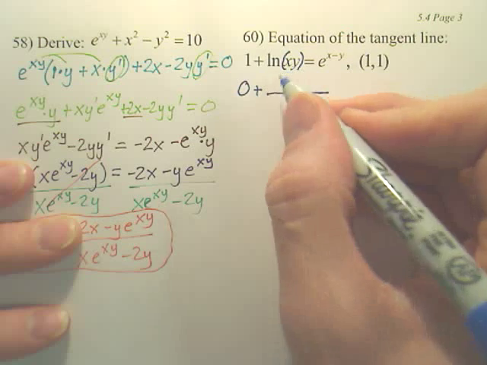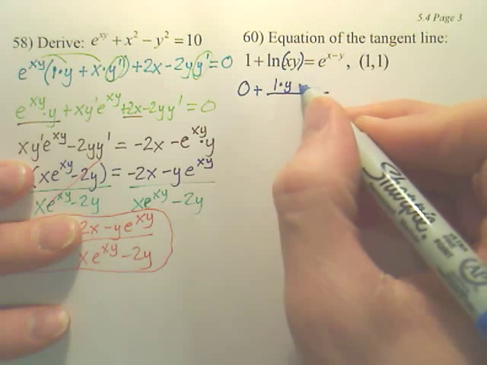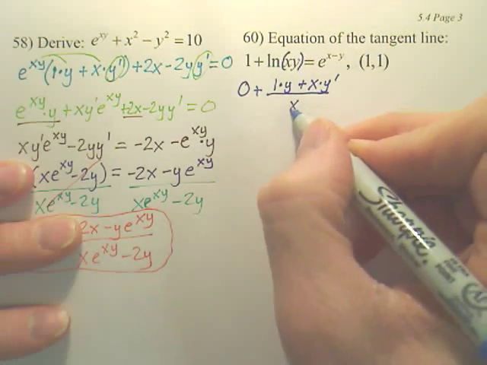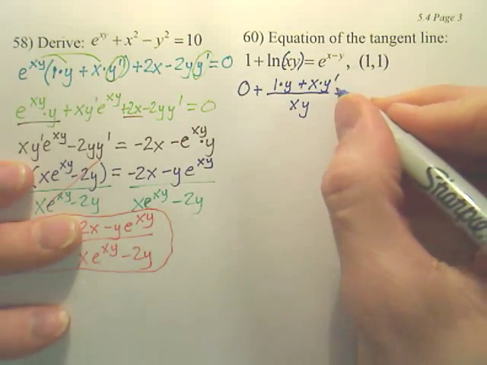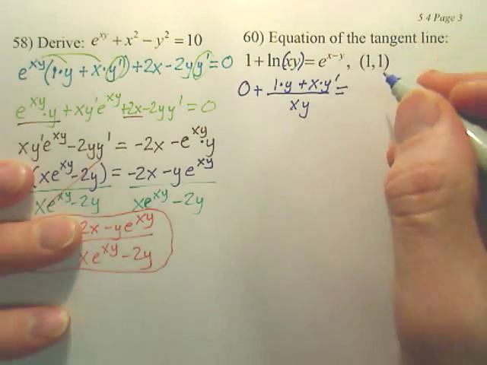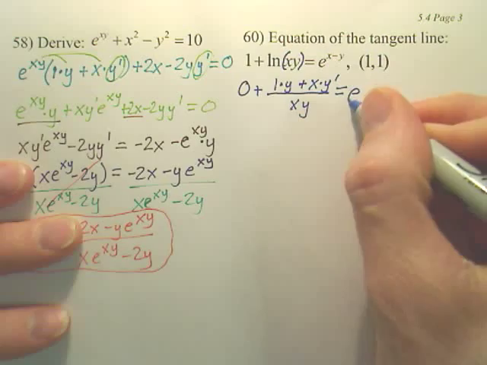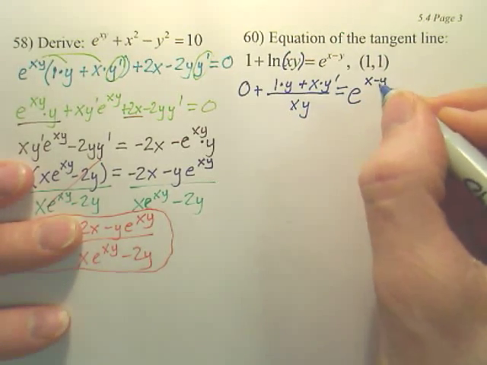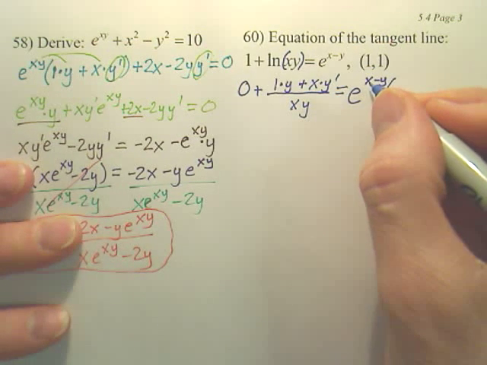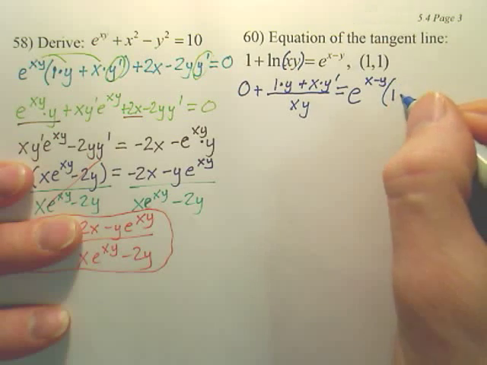So u prime is going to be 1 times y plus x times y prime over xy equals, and this is e to the x minus y, e to the x or e to the u is e to the u prime. So it's going to be e to the x minus y, and then the derivative of x minus y, well, the derivative of x is 1, and the derivative of y is y prime.